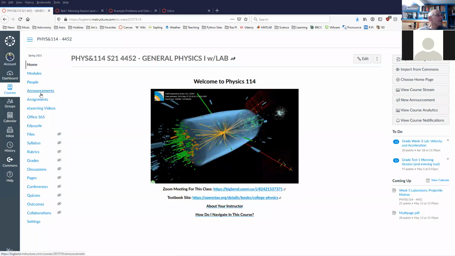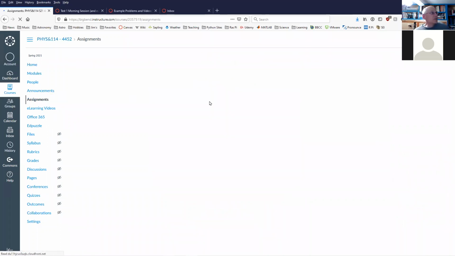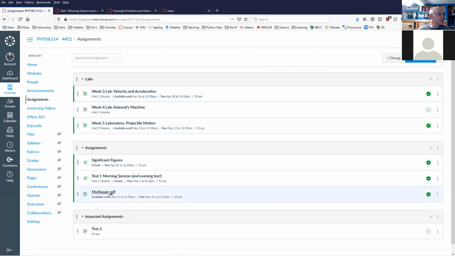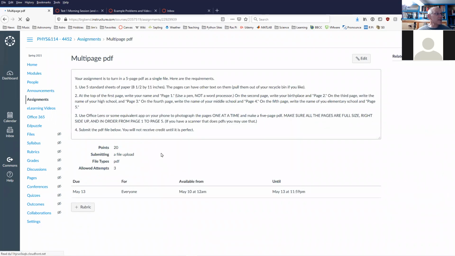I put a new homework assignment up today that'll probably be the easiest homework assignment you'll have. And it's called, what did I call it? Multi-page PDF. And I'll switch over and show you just what it is. If I just go to assignments, I'm not sure what the student view looks like on this thing, but I don't know where I put it. Multi-page PDF, here it is down here.